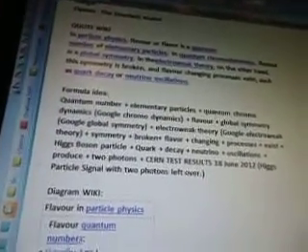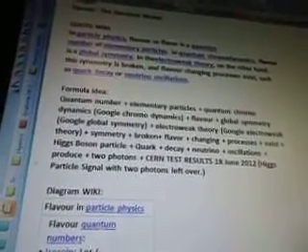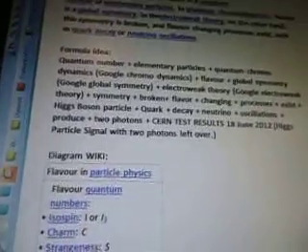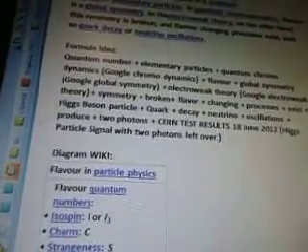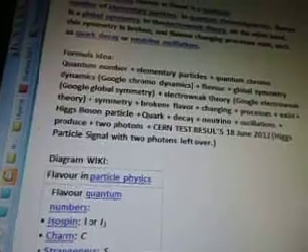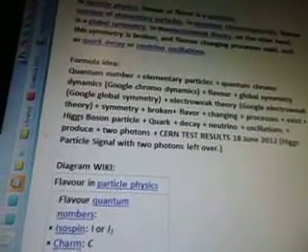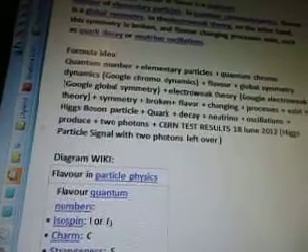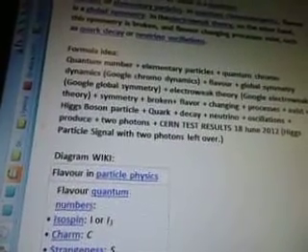Because I forget. Electroweak theory, Google electroweak theory, symmetry, broken, plus flavor, plus changing, plus processes, plus exist, plus Higgs boson particle, plus quark, plus decay, plus neutrino, plus oscillations, plus produce, plus 2 protons, plus CERN test results, 18th of June 2012, and the Higgs particle signal with 2 photons left over.